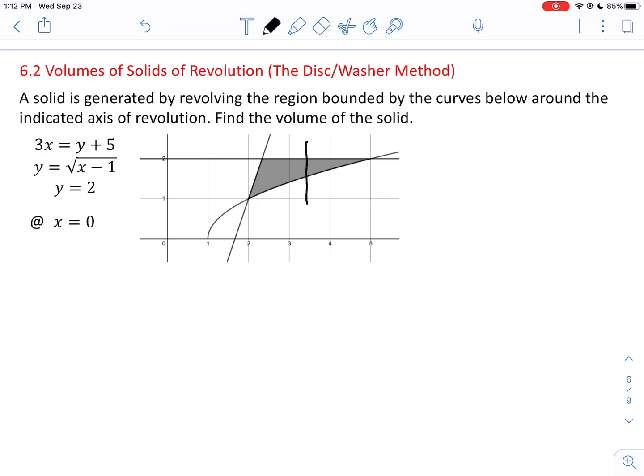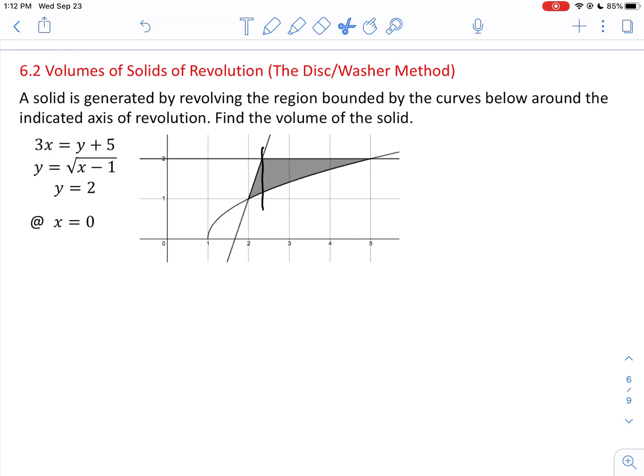If I were to try to think of a vertical strip through here, we do have some problems, because through this region, it's one curve defining the top and a curve defining the bottom, but when we transition right there, now we have a different curve defining the top and the same curve defining the bottom.